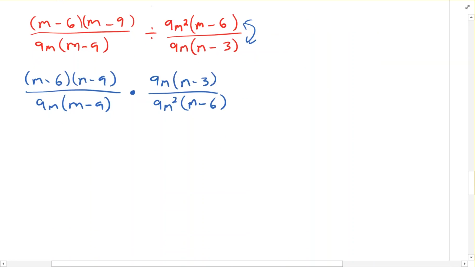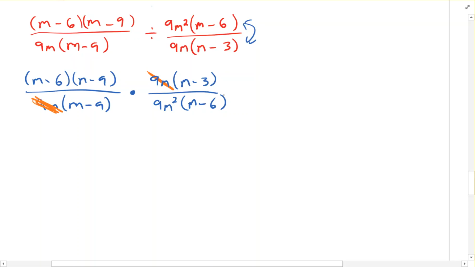Okay, moving on to the next one. This is actually the nice part about this. I don't know why, but you kind of like it. It's almost like popping a pimple or something. It just feels good to cross stuff off. So we can start crossing things off here: anything over top of anything else. You can see I've got a 9m up here and a 9m down here, so I'm going to cancel those two. They cancel with each other.